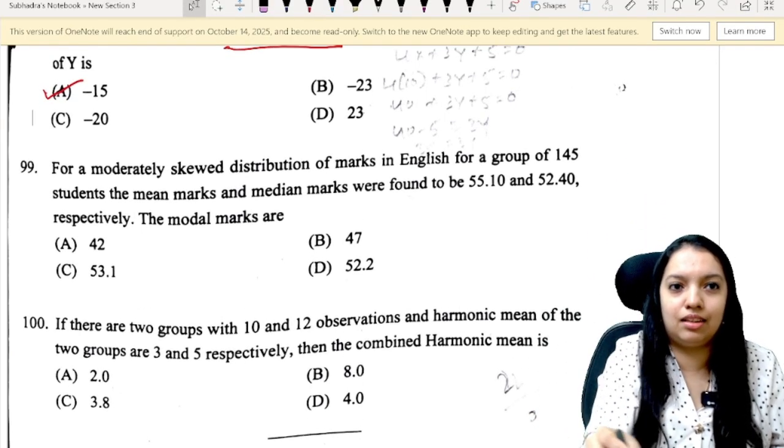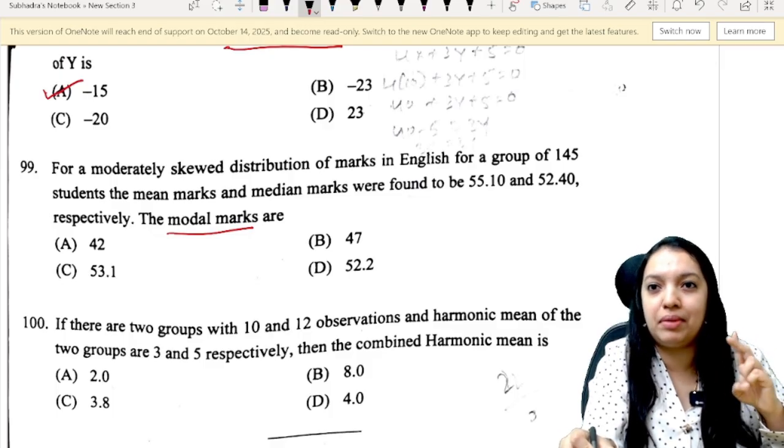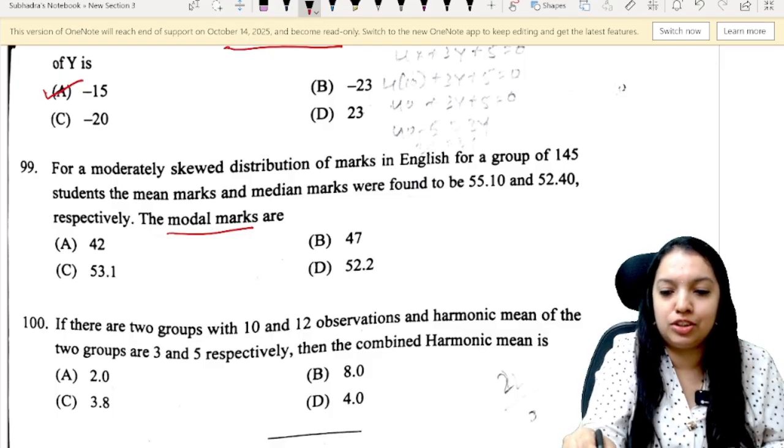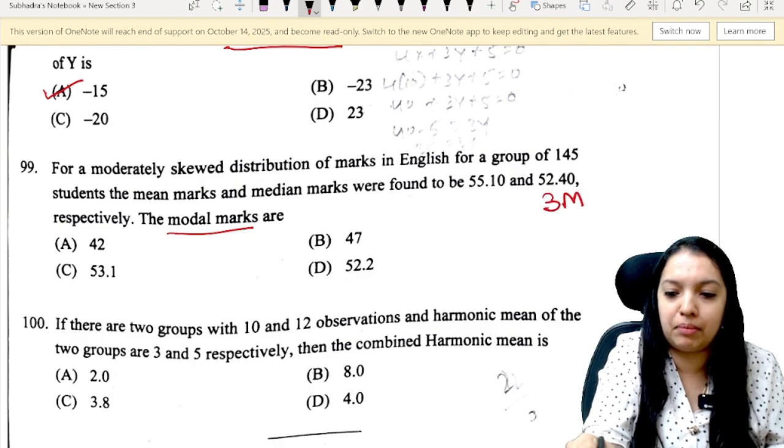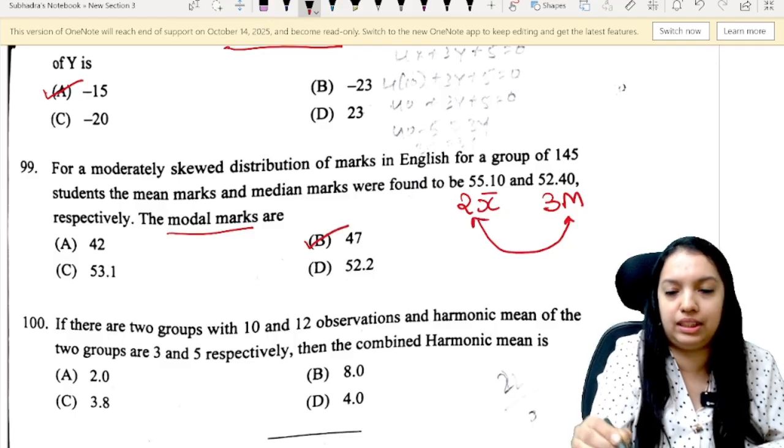Next answer, this comes in every examination. Calculation of mode: 3 median minus 2 mean is equal to mode. So, 3 times the median minus 2 times the mean. You subtract these two, you will get your modal value, and the answer will be 47.